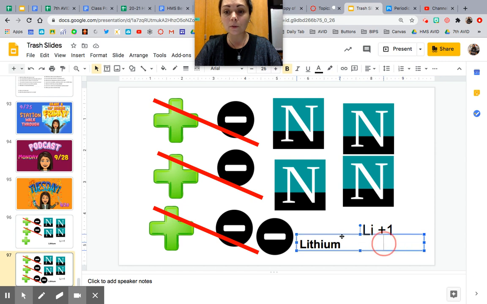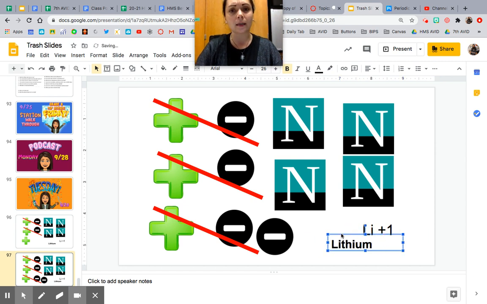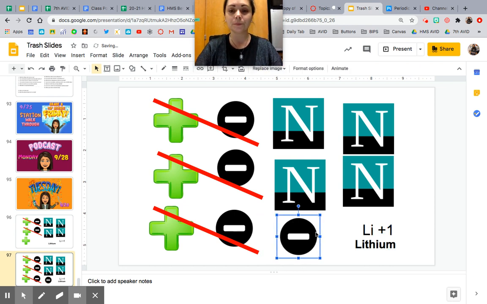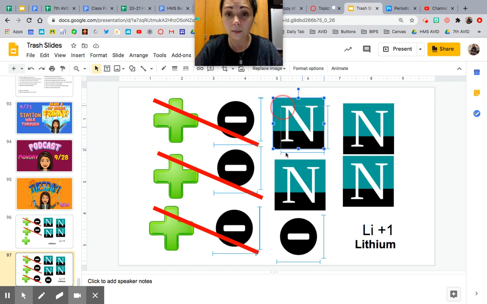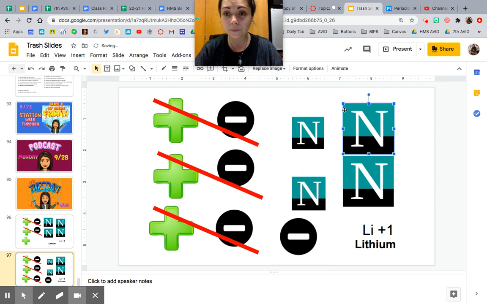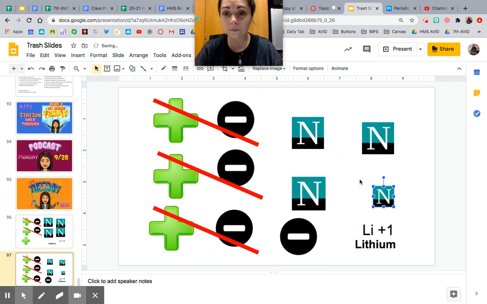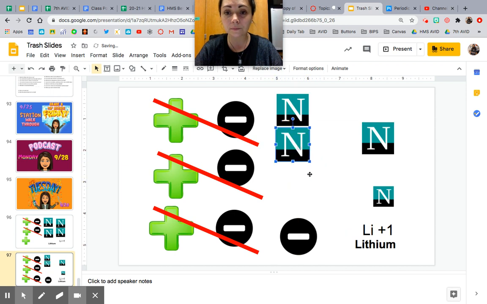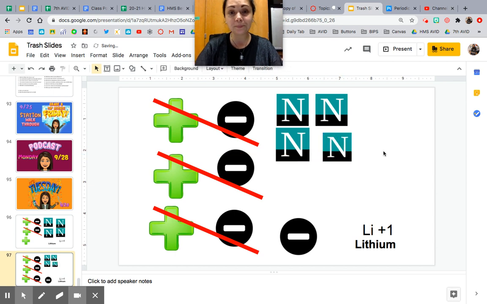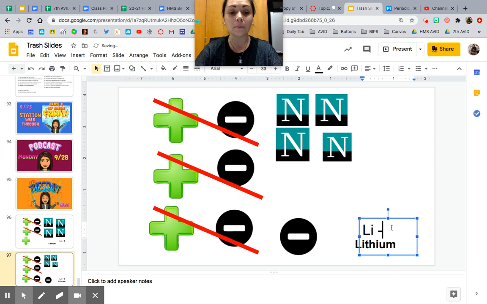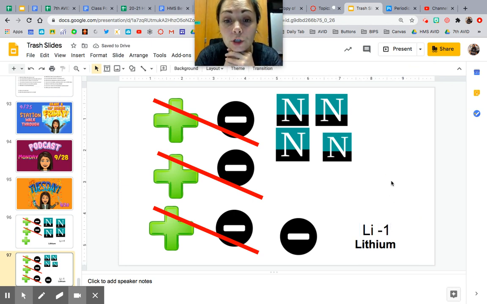So what does that mean for my charge if I have an extra electron and electrons are negatively charged? I'll give you all a minute to think about that. Neutrons don't have any effect, y'all, so those ones are good. I'm going to make these a little bit smaller and stack those up. So what's my charge going to be if I have an extra electron? Yes, it's going to be negative, right? Because I have an extra negative. So instead of lithium +1, I'm going to have lithium -1, which is my ionic charge.